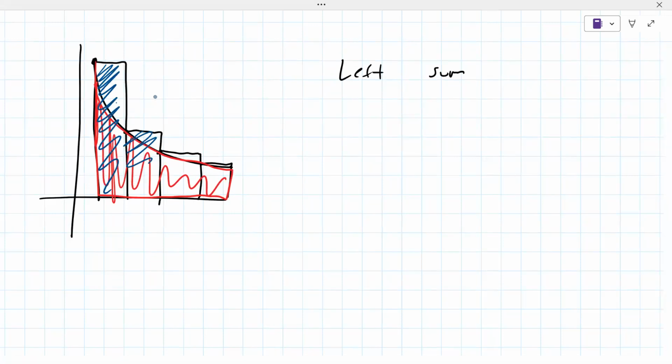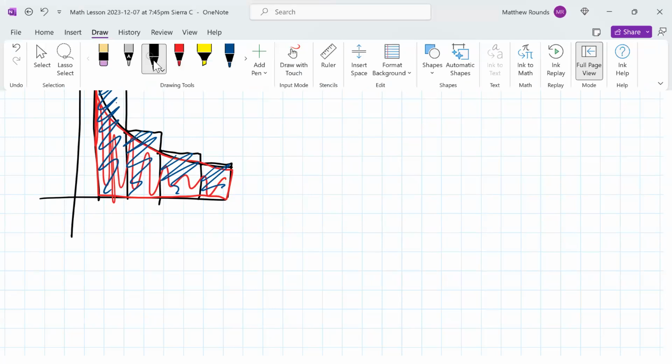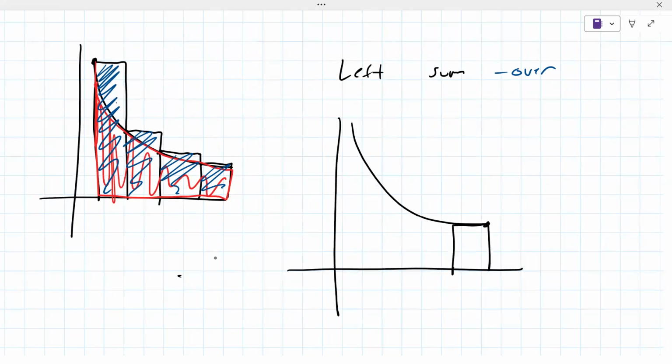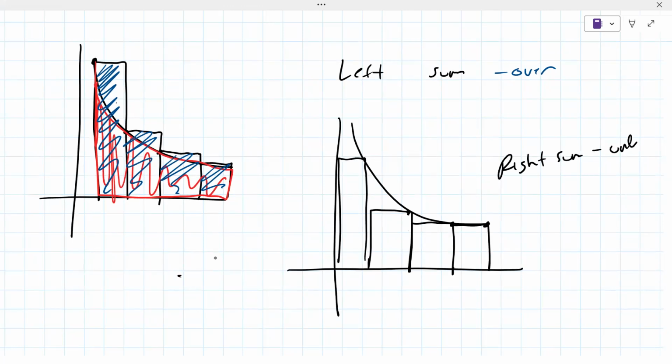So this is considered an oversum. But if we take the same curve and we do a right sum, so we start at the right, what do you notice about the differences with the right sum? Is it an over or an under? It's an under. Okay.